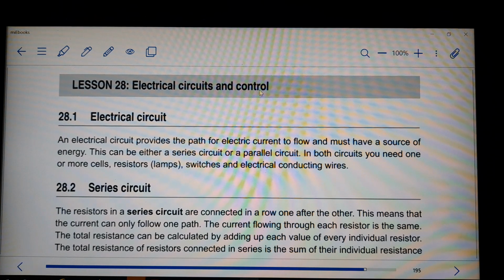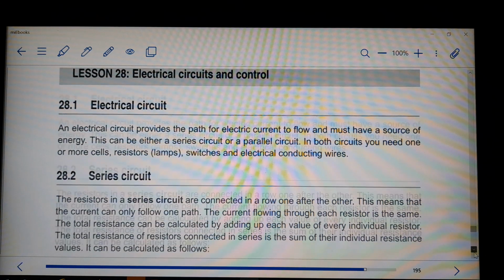Okay, so we say here an electrical circuit provides the path for electric current to flow. You must know the definition for electrical circuit. An electrical circuit provides the path for electric current to flow and must have a source of energy. This can be either a series circuit or a parallel circuit. In both circuits, you need one or more cells, resistors, lamps, switches, and electrical conducting wires. By that, we know that.